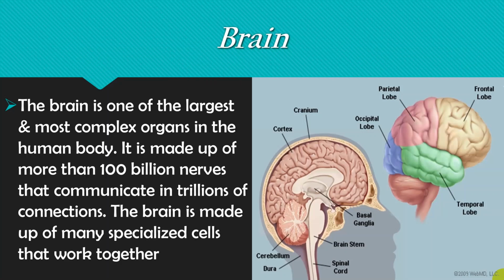Look at the right. There are 2 pictures. Starting from the bottom, it starts with the spinal cord. As you all know, the spinal cord is connected up to the brain stem. There is the cortex, the cranium. The cranium is what protects our brain. There is basal ganglia, the cerebellum, the brain stem, and dura. And on the right, there are 4 different lobes.